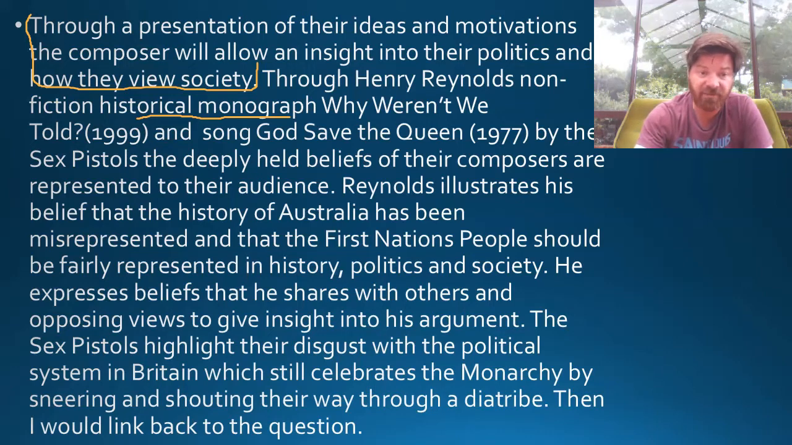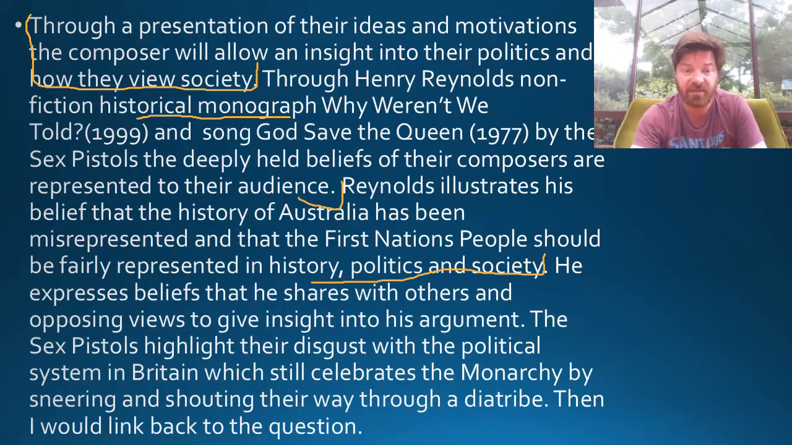Reynolds illustrates his belief that the history of Australia has been misrepresented and that the First Nations people should be fairly represented in history, politics, and society. This basically sums up Reynolds' point of view, his motivation, his desire, what he's trying to express in the text as a whole, which is very important. He expresses beliefs that he shares with others and opposing views to give insight into his argument. So that's your little bit in the rubric where you've got shared and opposing views. Cool. Then you want to introduce the Sex Pistols again and what they're doing things for.